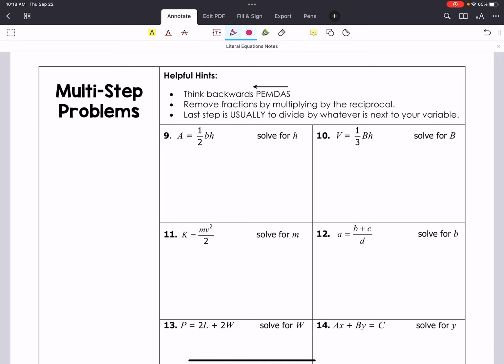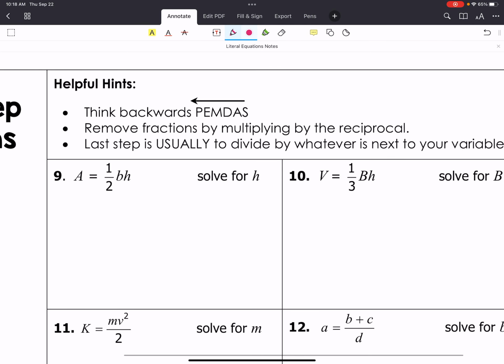But sometimes we have multiple step problems. So here we have some helpful hints. It says think backwards from PEMDAS. PEMDAS, as we know, is our order of operations. And we know usually the last thing we do is add and subtract. But when we are solving, the first thing we normally do is going to be to add and subtract, if possible. So we're going to think backwards on the order of operations.